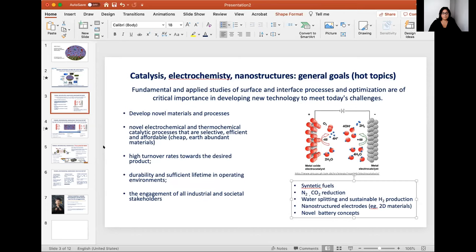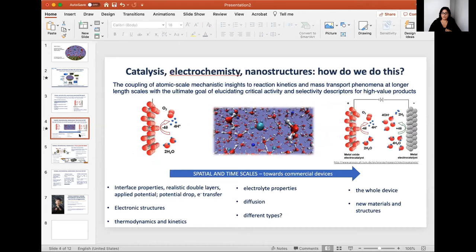Because we are theoreticians, we want to have an understanding. Our approach is to understand how to get to these general goals. This overall happens by the coupling of atomic scale mechanistic insight to reaction kinetics and mass transport phenomena at longer length scales, with the ultimate goal of elucidating critical activity and selectivity descriptors for high value products.